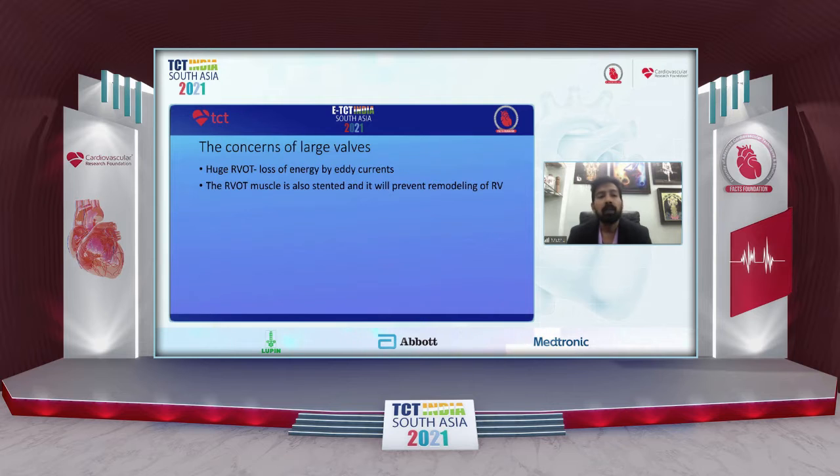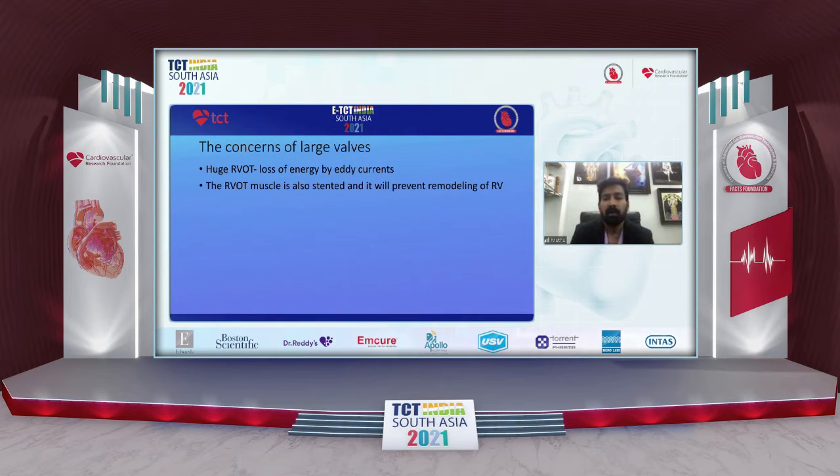That's the situation here. So the concerns with large valves are a huge RVOT because of the loss of energy by eddy currents, and the RV muscles being all stented. And as I said, it can prevent RV remodeling.